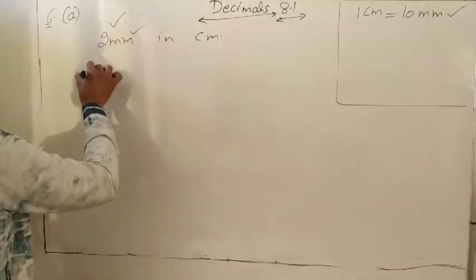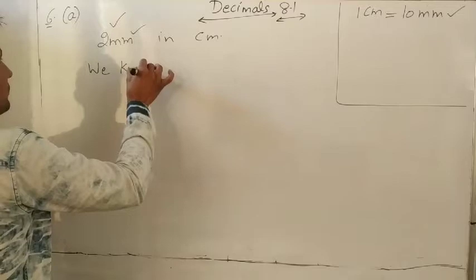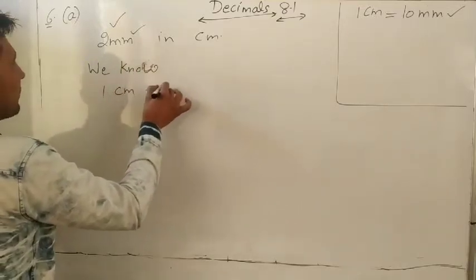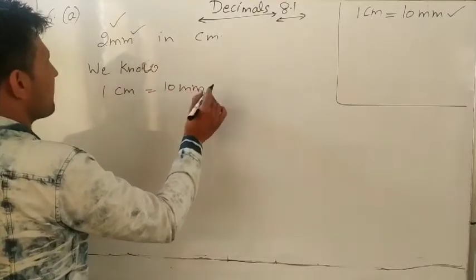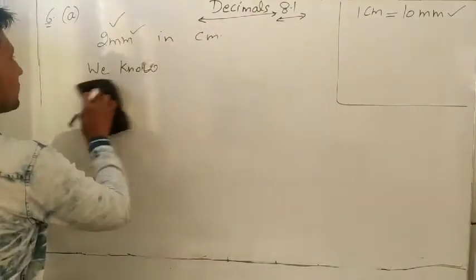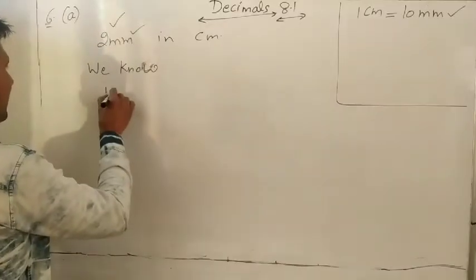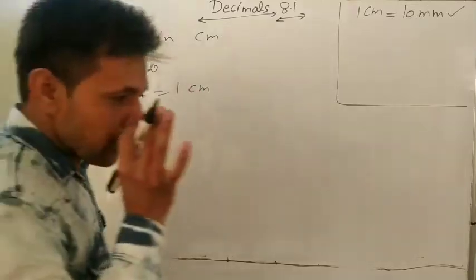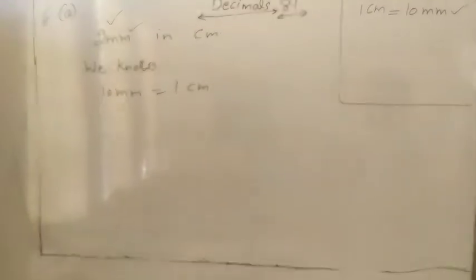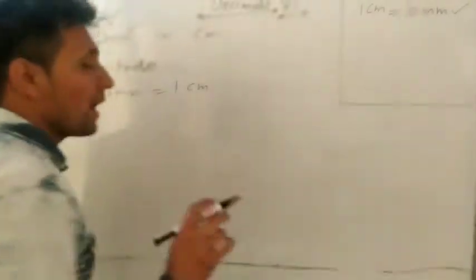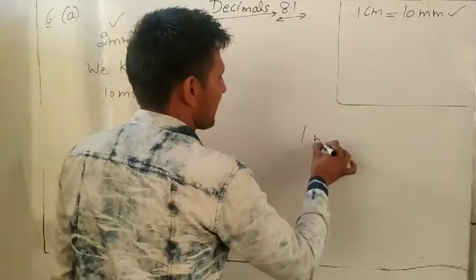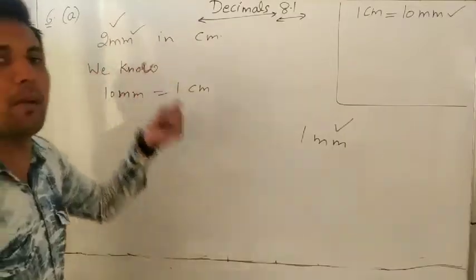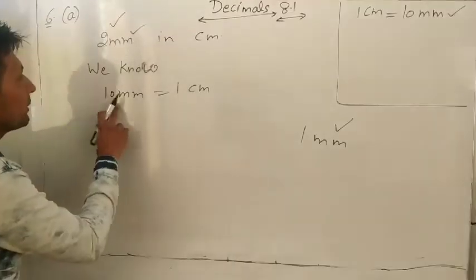So you write, always you will write, we know 1 centimeter equal to 10 mm. Otherwise you can write like this one also, 10 millimeter equal to 1 centimeter. Okay. And we already learned equivalent fraction, because we want to find value of 1 mm. Because if you know what is value of 1 mm, we can find the value of 2 mm easily. So it means we have to remove this 10.